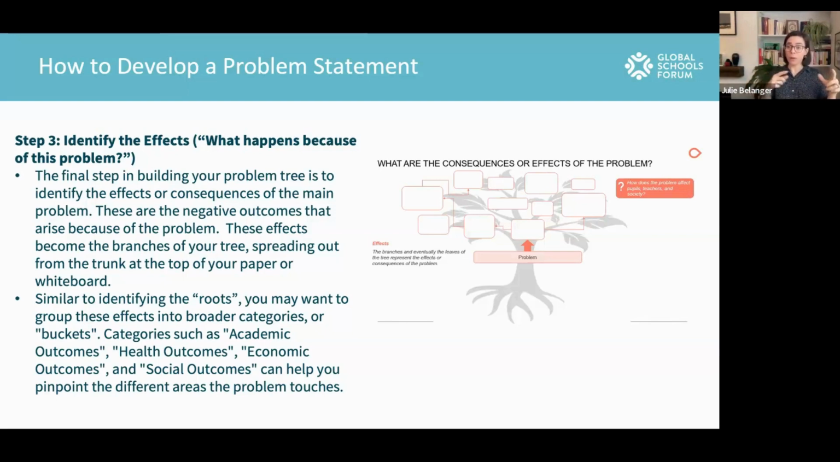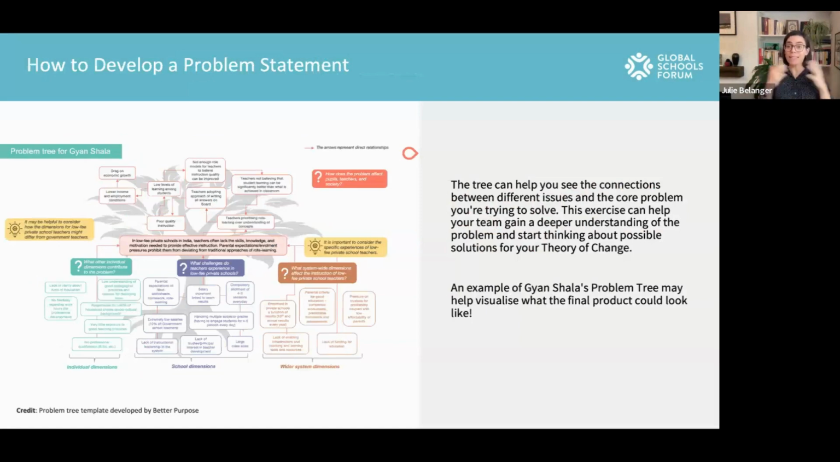And the other thing you might want to do once you've got all of the components of your tree filled out, you might want to think about arrows between the different components. Which root causes are leading to which other root causes? And maybe even you can draw lines from your root causes all the way to some of your outcomes that are in your impacts and your leaves and your branches, really helping you understand how the different components of your problem are connected to each other. So in sum, how to develop a problem statement.